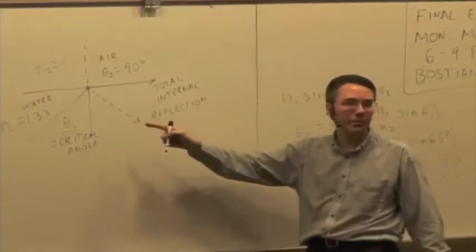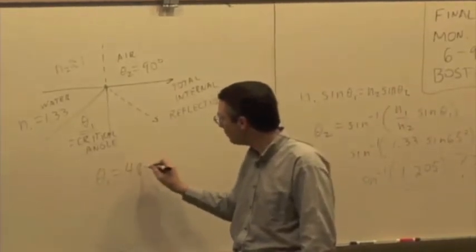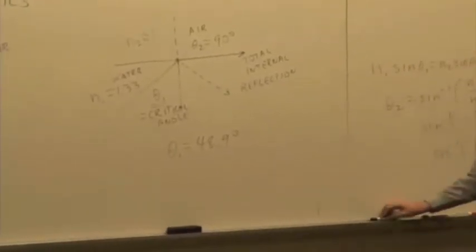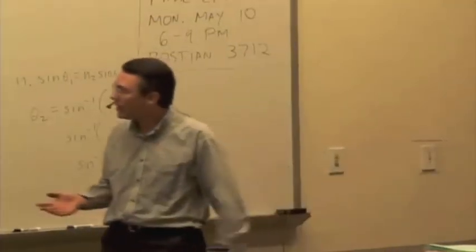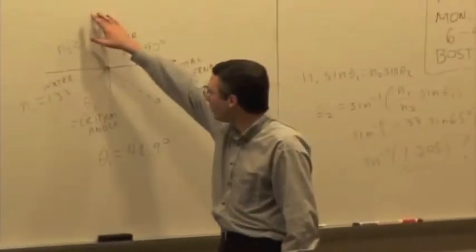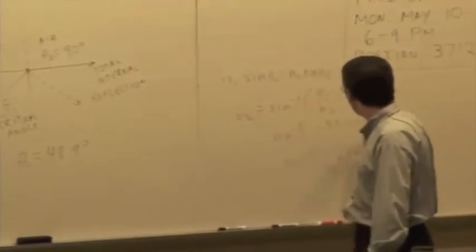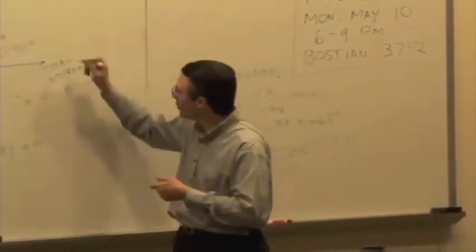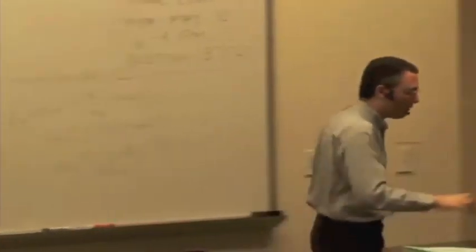Anybody get the angle? What is it? 48 point what? 48.9? So about 49 degrees, okay? So what this is saying is that at least for the water-air interface, it may be different depending on the materials, if you have a light going from the water to the air, and it's at an angle bigger than this 49 degrees, in the previous problem the angle was 65, so it was definitely bigger than 49 degrees, you're going to have what's called total internal reflection. No light is actually going to escape, and it'll just be purely reflected inside the material.